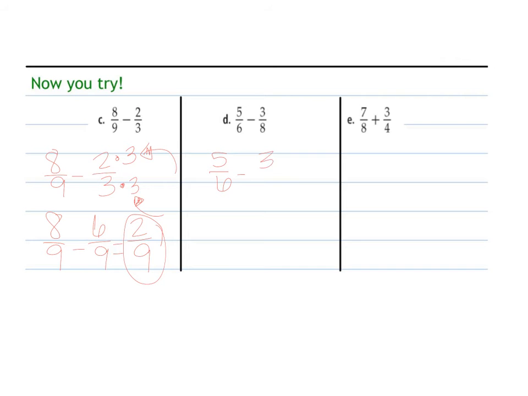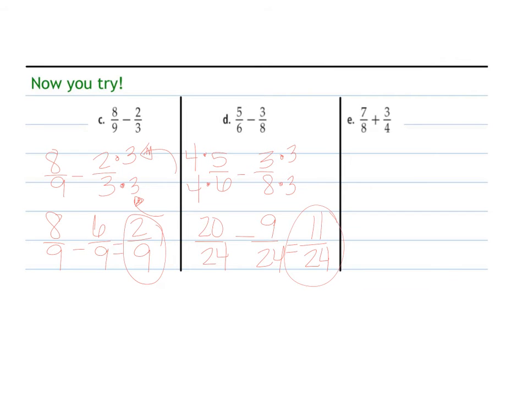5/6 minus 3/8. 6 and 8 can both go into 24. 6 times 4, so I do the same. So 20/24ths minus, and then I do 8 times 3, because 8 times 3 is 24, and then 3 times 3, so 9/24ths, and then I end up with 11/24ths.